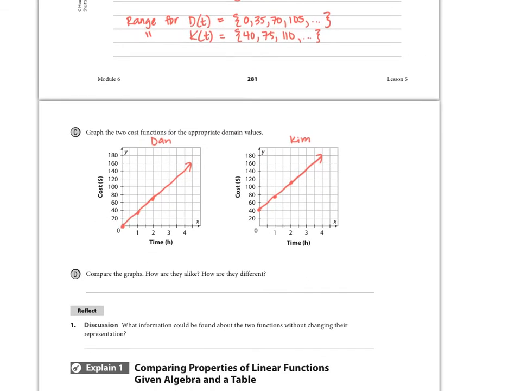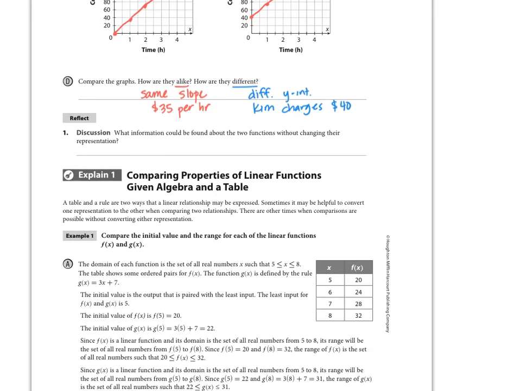So let's compare the graphs. How are they alike and how are they different? Well, they are alike in that they have the same slope. And we know that from the equation because of $35 per hour, right? They charge the exact same per hour. And then for how they're different, well, they have a different y-intercept. Kim is the only one that charges the $40 flat rate fee, and Dan doesn't charge anything at the beginning, right? That's why he starts at 0. Okay, so that is relating the description to the equation, and then finally to the graph and how they look, how they're different and how they're the same.